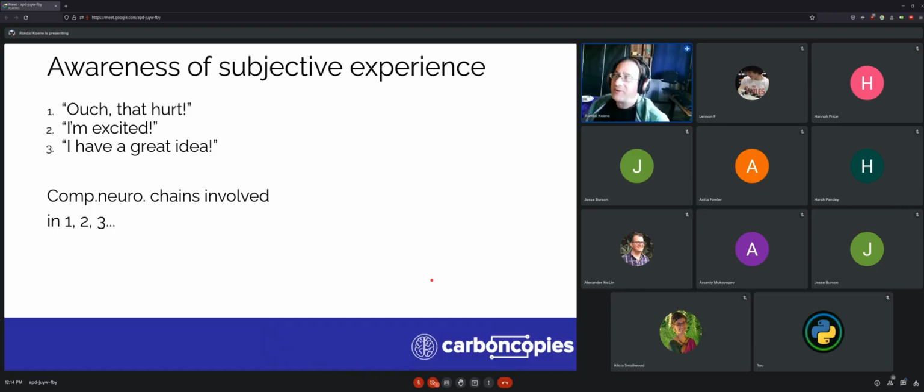Okay, so here we're going to get into the example part, which is actually the fun part, and the one where you can do some work. Let's do some examples. How do we generate awareness of subjective experience in these examples? The examples: ouch, that hurt, or I'm excited, or I have a great idea. Let's think about computation here.